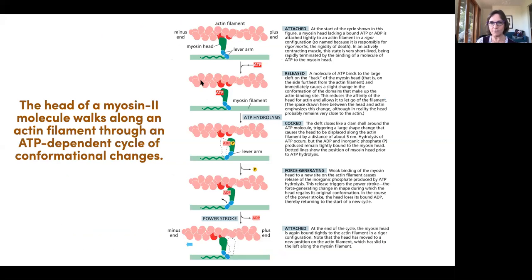And I'm not going to go through this, but this shows the power cycle of the myosin motors, how binding ATP and ATP hydrolysis and release of the phosphate and ADP drive this cycle of movement and resetting to rebind to actin.